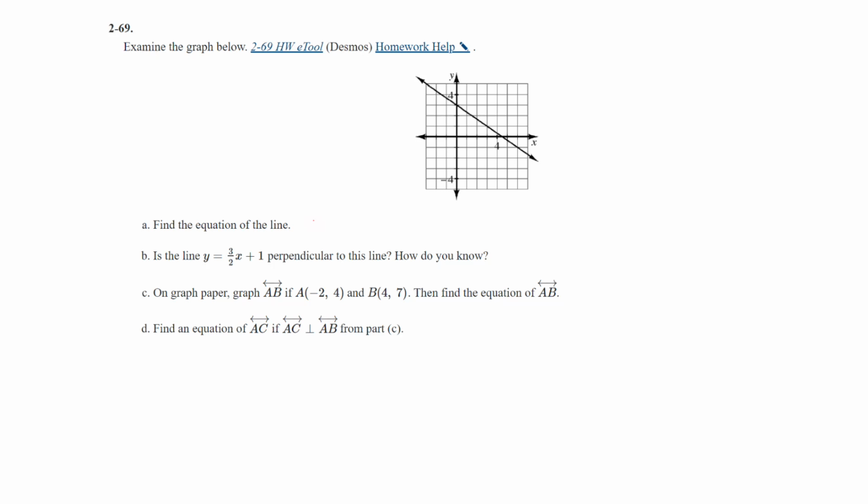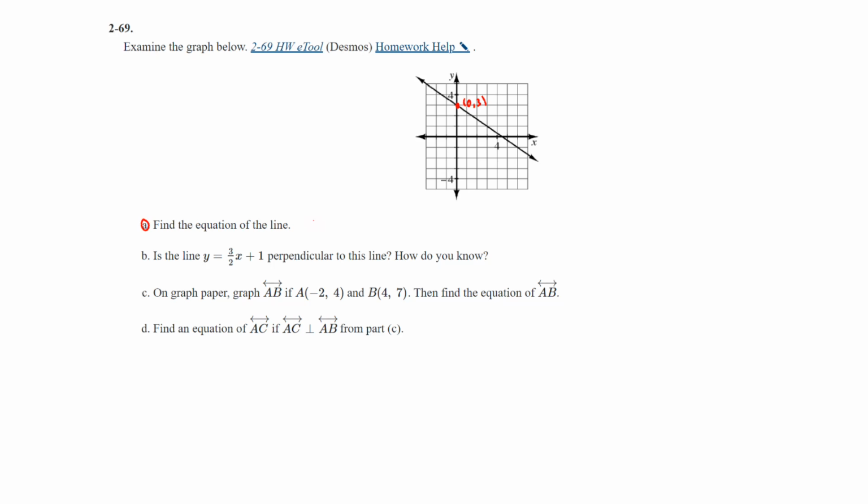Question 69. Examine the graph, and then let's answer some questions. So we have a line. You can see that maybe it's going through at 0, 3. And then on the x-axis, it looks like it's maybe going through 4.5. So let's kind of wait and see what we need to answer here.